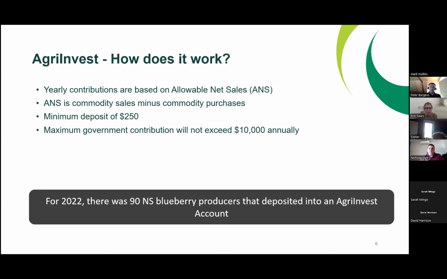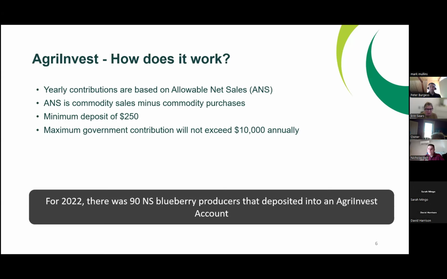So how does it work? You can make yearly contributions, and they're based on your allowable net sales. The definition of allowable net sales is commodity sales minus commodity purchases. There is a minimum deposit of $250, and there is a maximum government contribution of $10,000 annually.